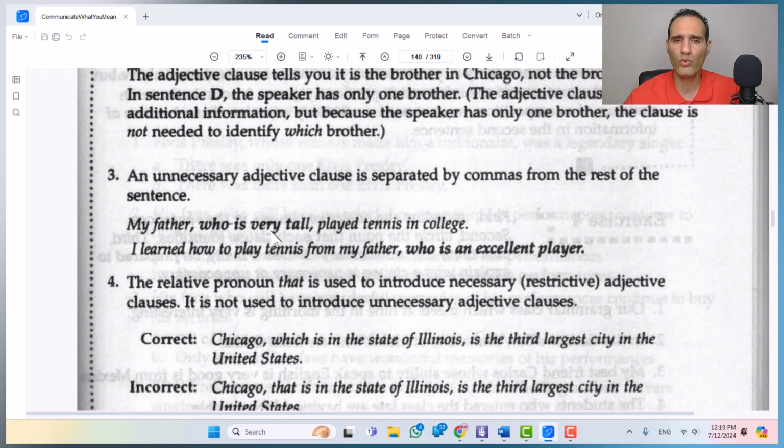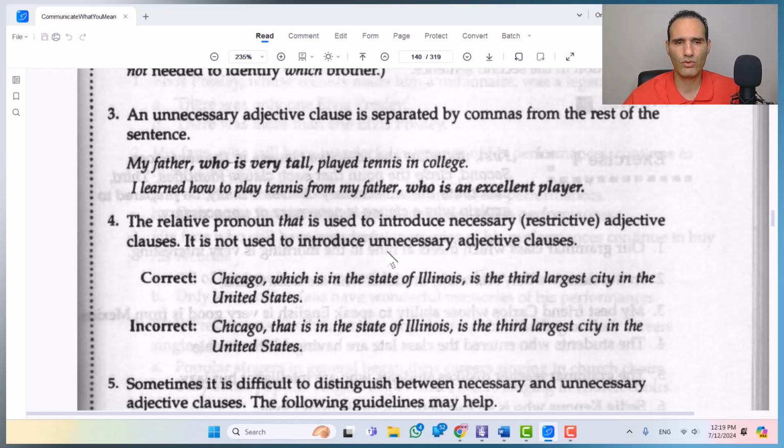My father, who is very tall. We don't want to say this father who. No, it is just one father, so it is an unnecessary adjective clause. I learned how to play tennis from my father. Again, the same story.